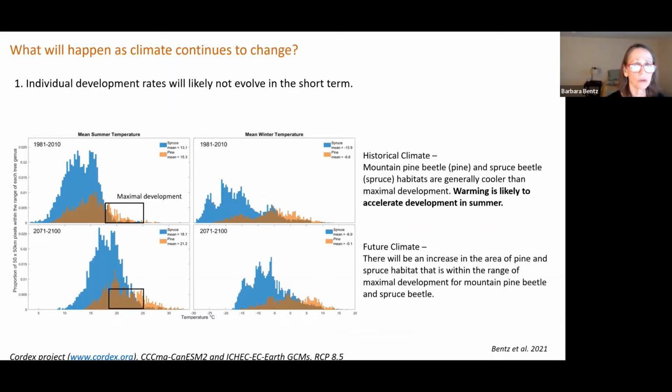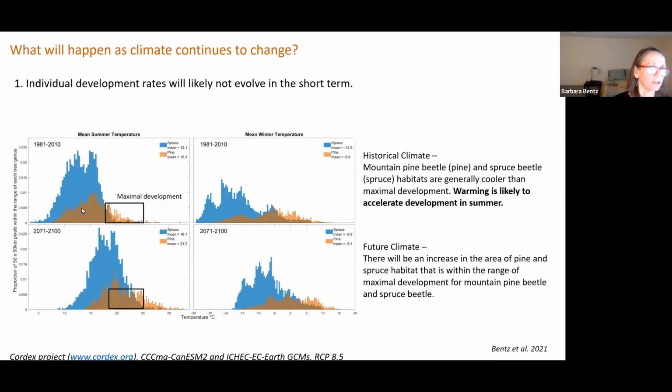and they've been masked by vegetation type, spruce and pine, across North America. So the top row shows summer and winter mean temperatures in this historical period, 1981 to 2010. And you can see that during this historical period, the habitat of spruce in blue and pine in brown, orange, was mostly below this maximal development rate. So most mountain pine beetle and spruce beetle habitats were generally cooler than their maximal development rate.